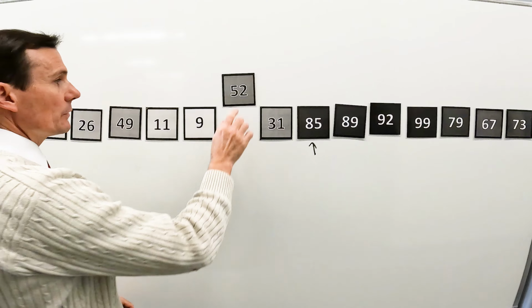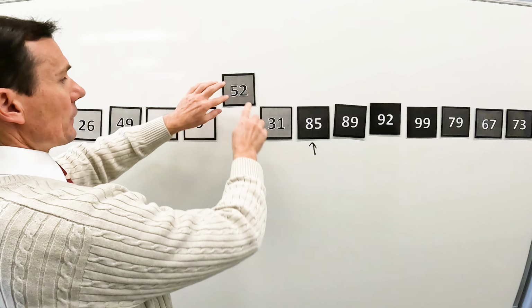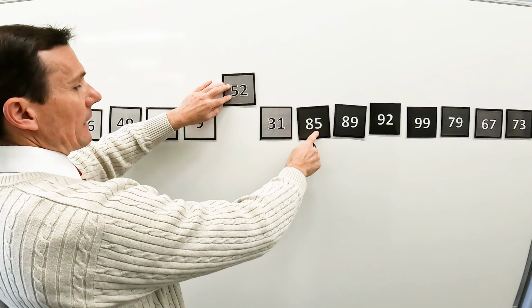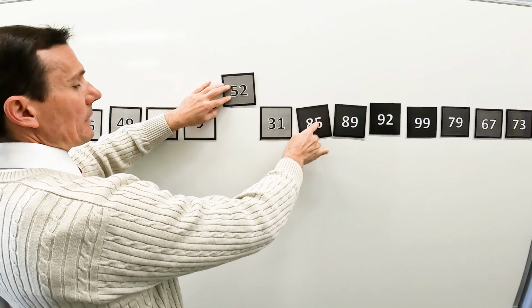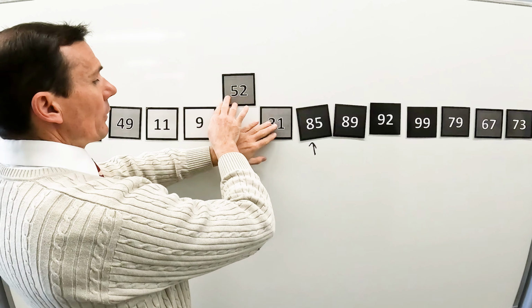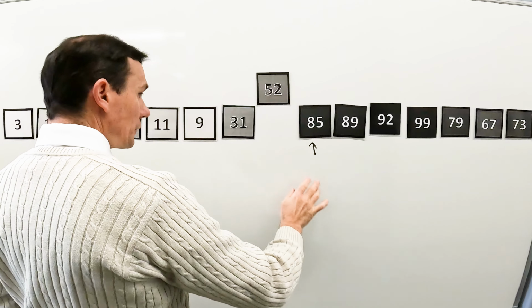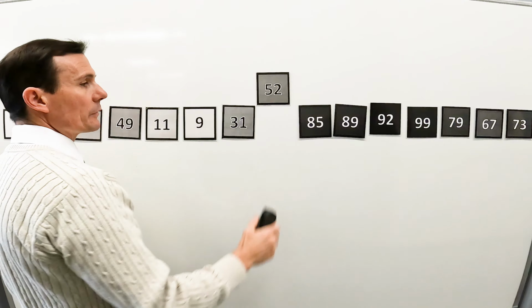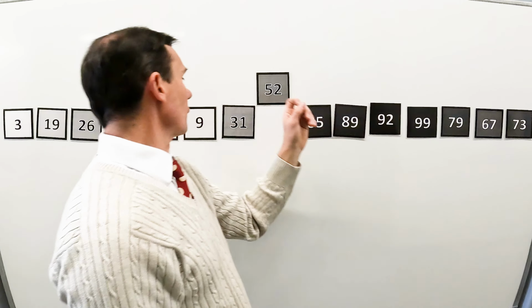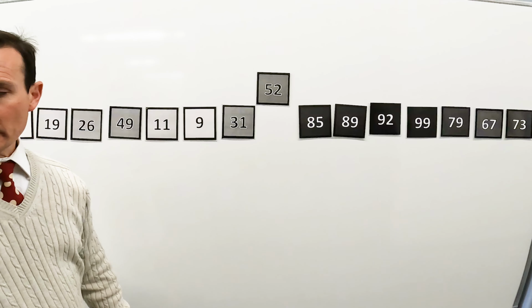I have my pivot element, which is 52. I have where they meet, which is 85. Now, since 52 is less than 85, I want to put this one to the left of 85. So I'm going to put this here, and that's my pivot element, okay? Which means this one is sorted. This spot is known. Everything to the right should be greater than 52. Everything to the left should be less than 52, and it is.